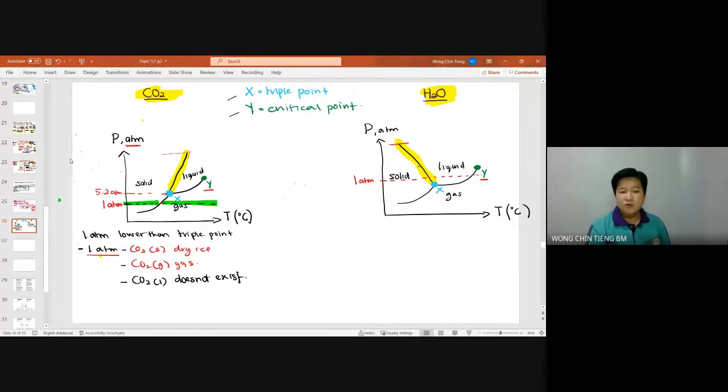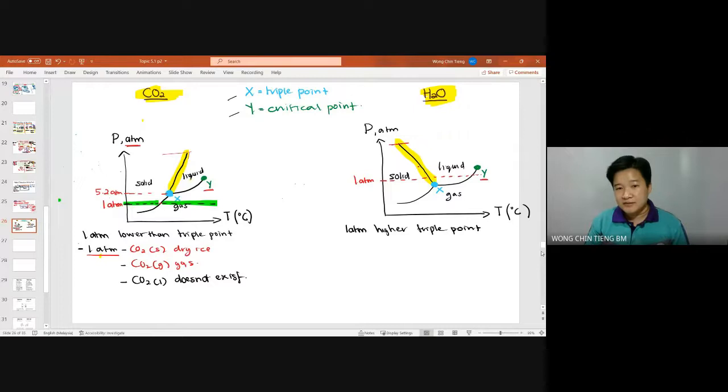So, what would be the anomalous behavior in the phase diagram of water? What will you discuss? Oh, by the way, just very quickly. Kalau 1 atm higher pula.